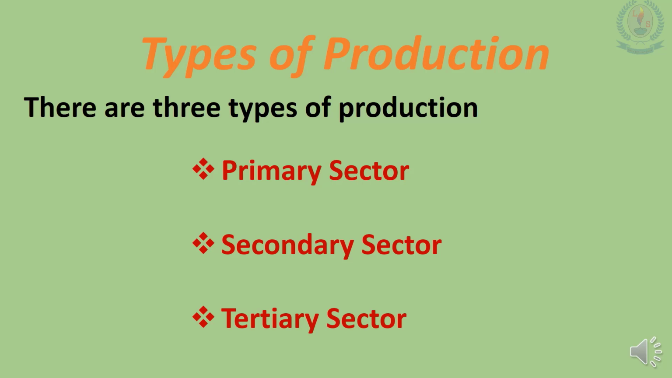Those are the types of production. There are three types of production. What are those? The first one, primary sector, then second, secondary sector, and the third, tertiary sector.